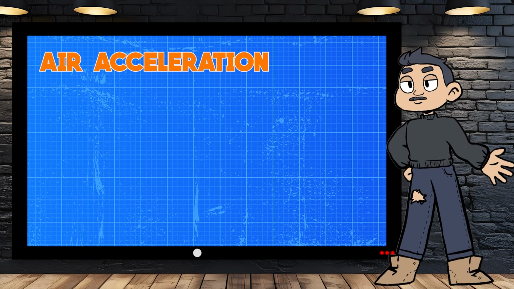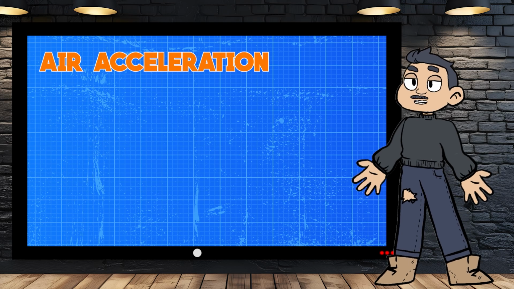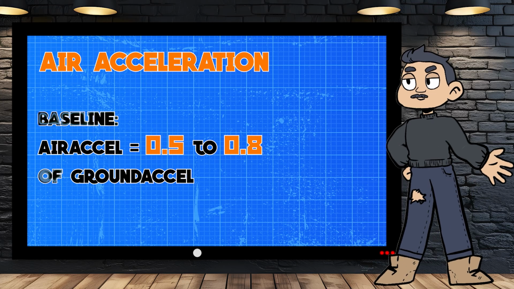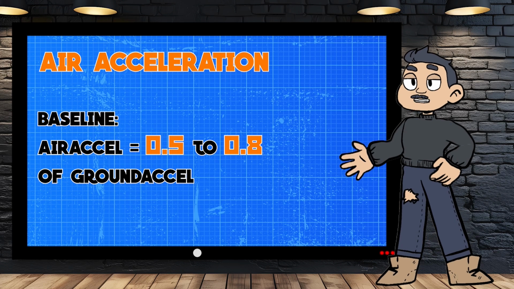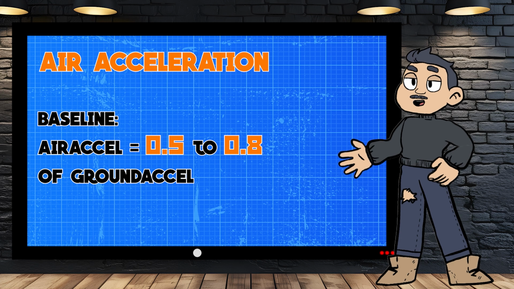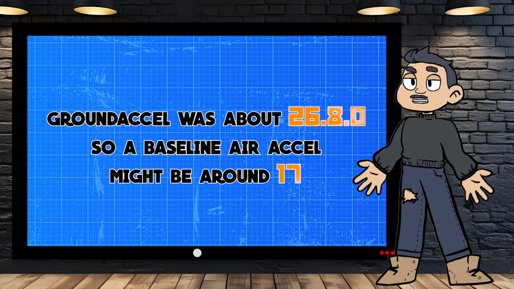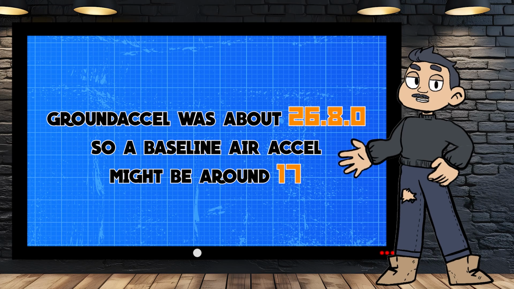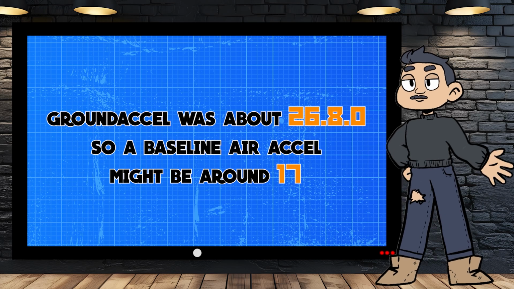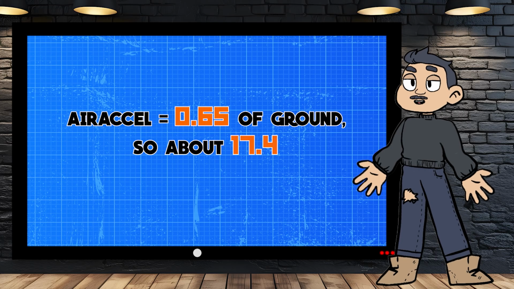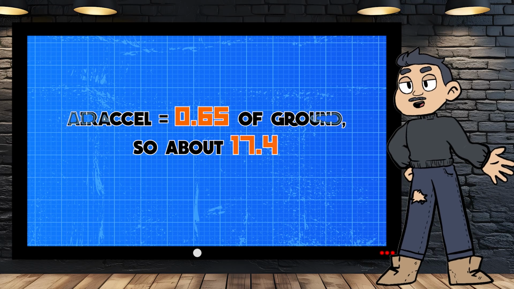Air acceleration. Usually lower than ground, so jumping still has commitment. Baseline. Air accel equals 0.5 to 0.8 of ground accel. Ground accel was about 26.8. So a baseline air accel might be around 17. Let's pick. Air accel equals 0.65 of ground, so about 17.4.